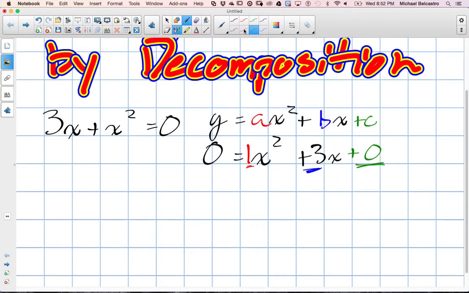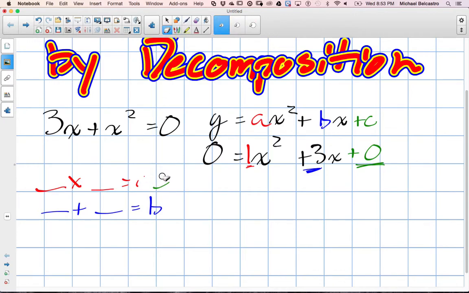When doing decomposition, we want two numbers that multiply to whatever a times c is, and add to our b term. Sorry, I accidentally erased the c there. We need two numbers that multiply to a times c and add to b. In our case, the a term is 1 and the c term is 0, so a times c is just 0. And the b term is our number 3.